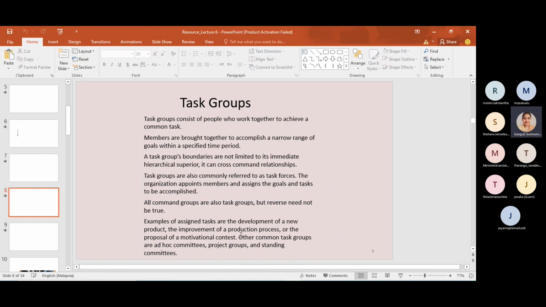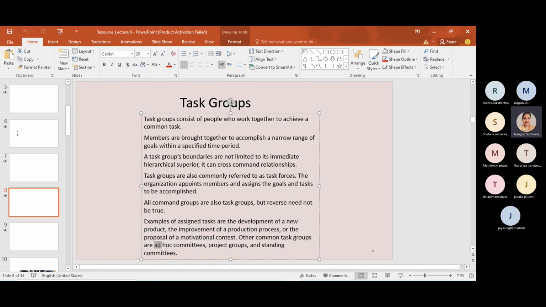Here you can see some examples for task groups. First, examples of assigned tasks. We just discussed that a task group is a group of people working together to achieve a certain task. These assigned tasks can be the development of a new product, or the improvement of a production process, or the proposal of a motivational contest. These are some examples of assigned tasks.